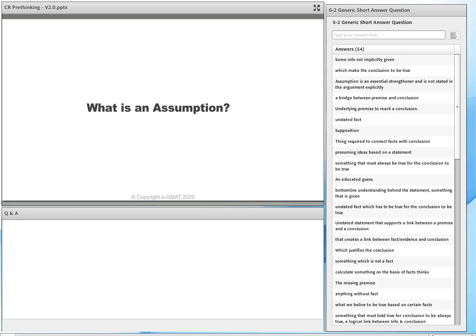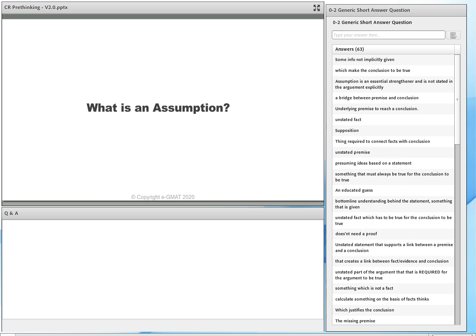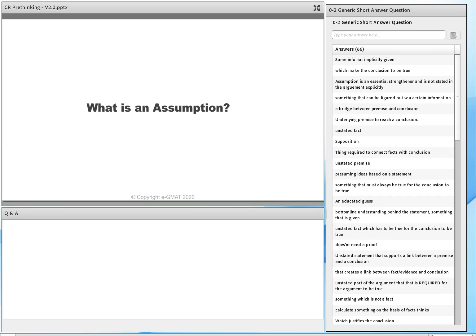Something that makes the conclusion true, essentially a strengthener, and not stated in the argument explicitly. Logic that establishes the conclusion, to draw the basis after reading the argument. A conclusion based on the jump in the conclusion. Oh, wow, that's a convoluted statement. Unsaid truth in the author's perspective. Okay, so when I look at these definitions, some of them are very precise. They're right on the money.